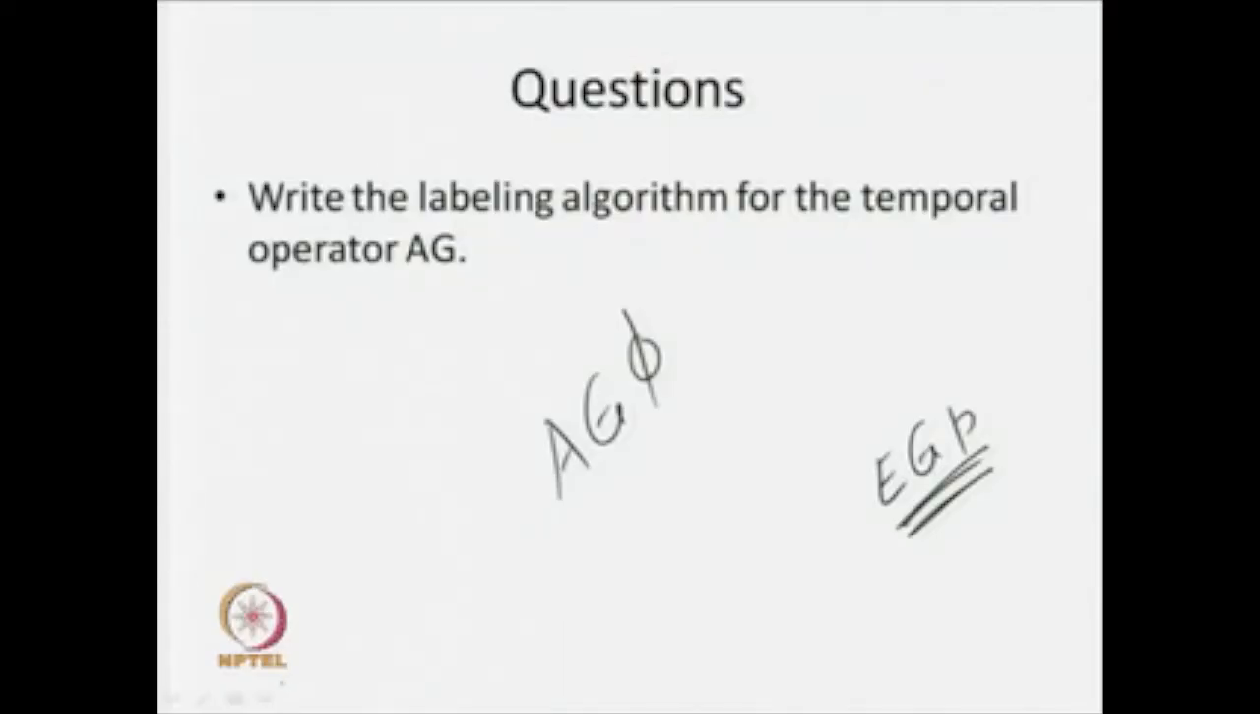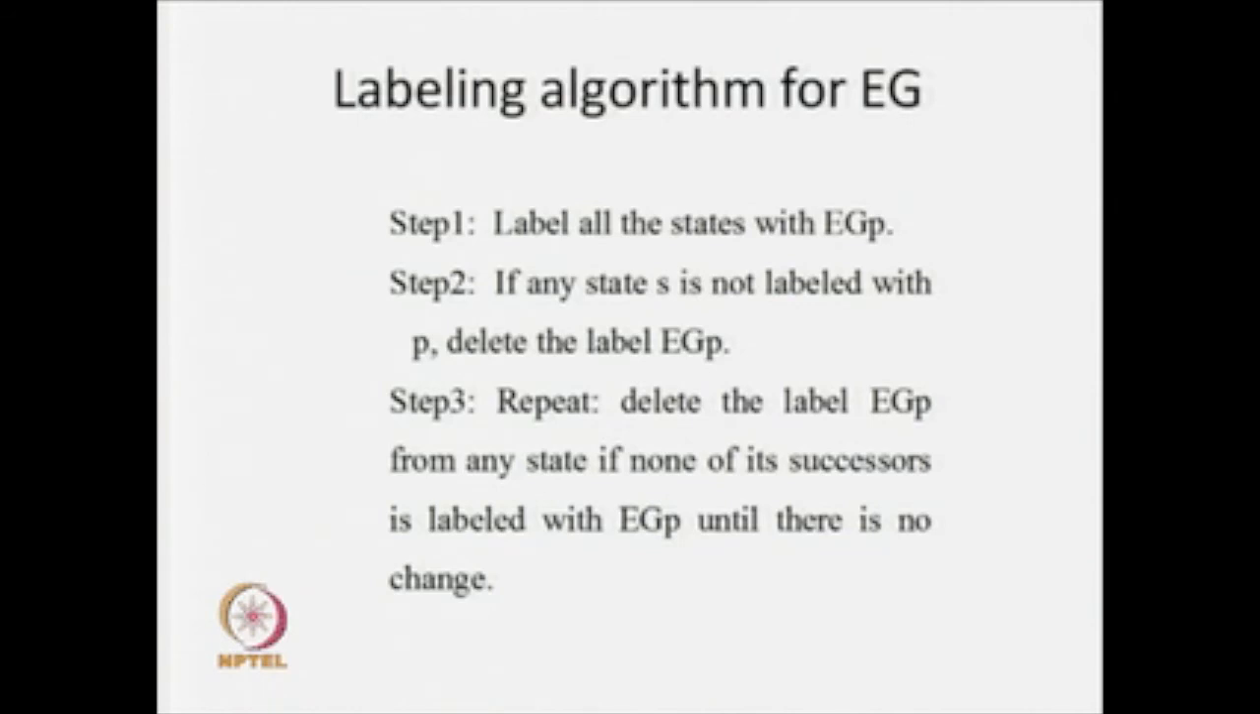What we did in EG, you just see that we are starting with the entire state path, label all the state with your EGP. Now, if any state S is not labeled with P, then delete EGP. Fine. Because you just see that AG and EG. AG is a stronger condition than EG.